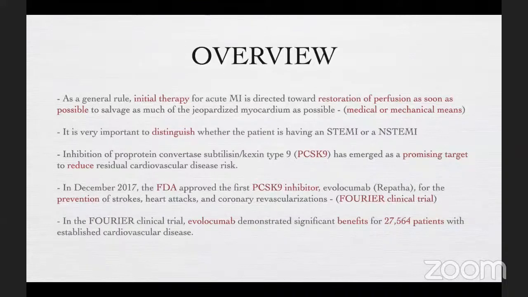Over the last decade, inhibition of proprotein convertase subtilisin/kexin type 9 (PCSK9) has emerged as a promising target to reduce residual cardiovascular disease risk.